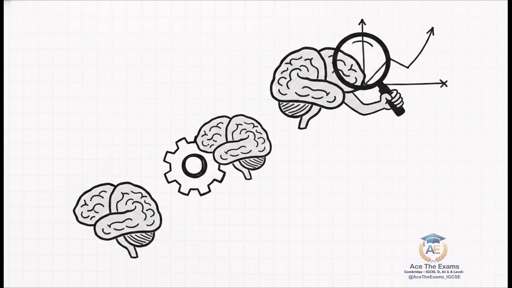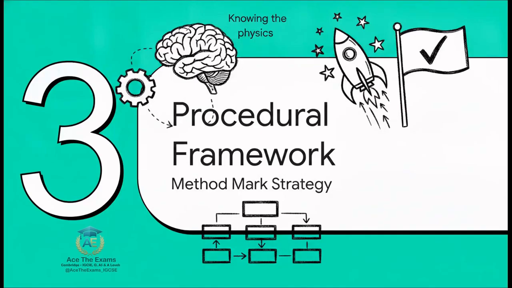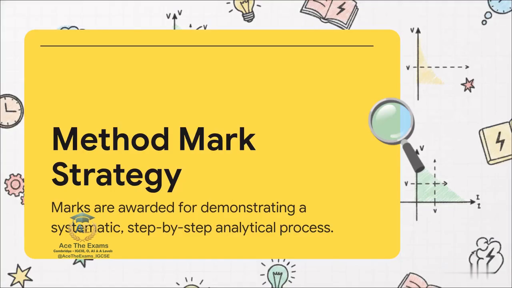Do you see the difference? You have to be an investigator. You use the evidence to prove your reasoning. Which brings us to Section 3, the procedural framework. Because knowing the physics is clearly only half the battle, right? The other half is the highly specific methodology required for execution.